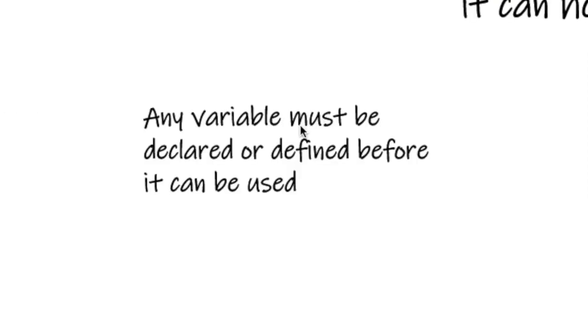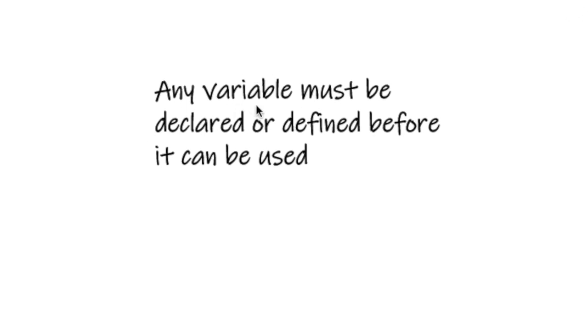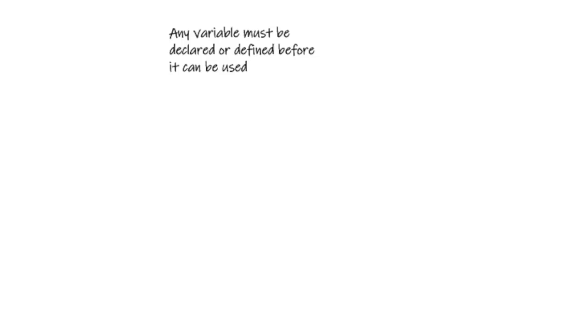Next, see in the third one, here I'm talking about any variable must be declared or defined before it can be used. So it should be declared and defined before you use it in your programming language. So let me explain what I mean by define, declare, type, and name. So let's get started with the type.